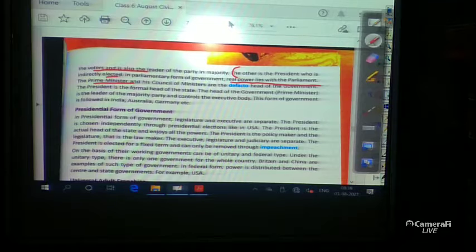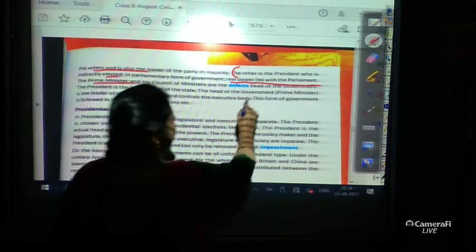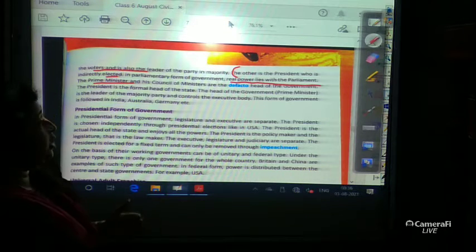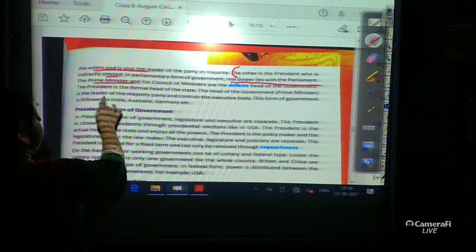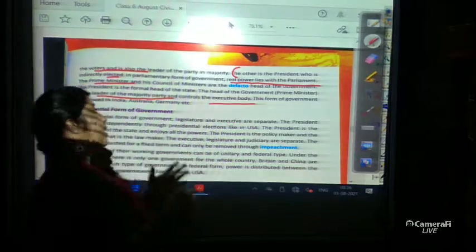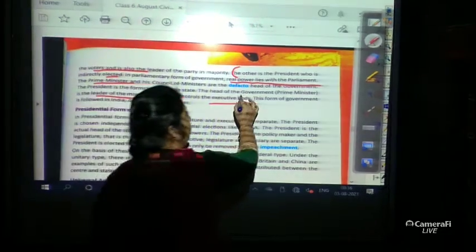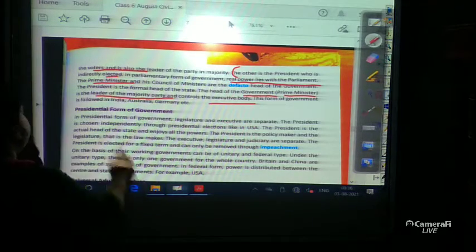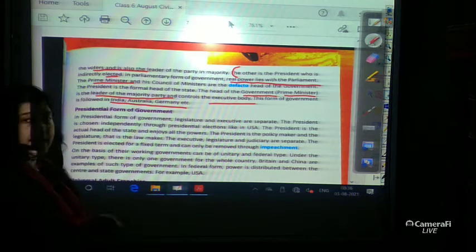Now what is the meaning of de facto? It is given in your book, page number 138: existing in fact but not legally. The president is the formal head of the state. The head of the government, like the prime minister, is the leader of the majority party and controls the executive body. So who actually controls the executive body? That means the prime minister. This form of government is followed in India, Australia, Germany, etc.